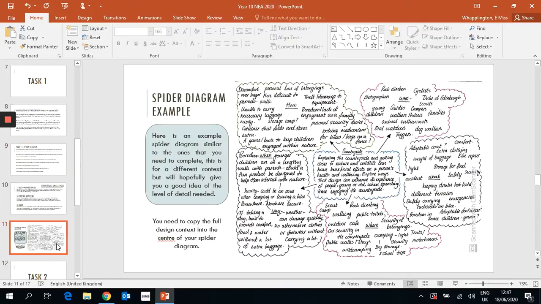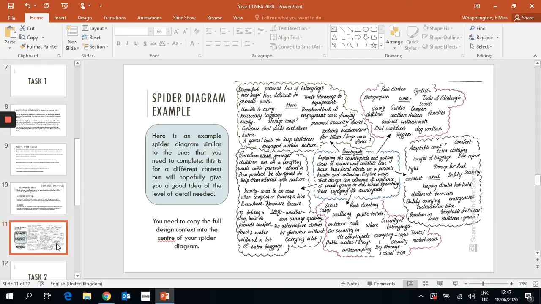So this is the example that I gave you. So this is not one of those three contexts. This is one from last year, because obviously I don't want people just to copy it. This is just to give you an idea of what to do. So the context of this was exploring the countryside and getting closer to nature and wildlife can have beneficial effects on a person's health and well-being. Explore ways that design can enhance the experience of people, young or old, when spending time enjoying the countryside.